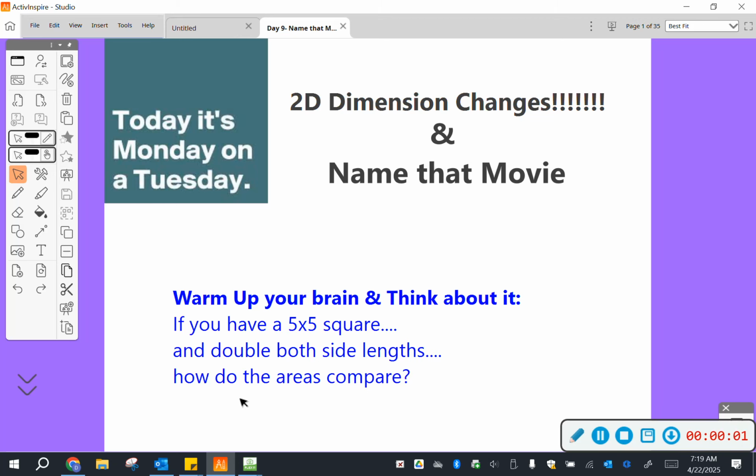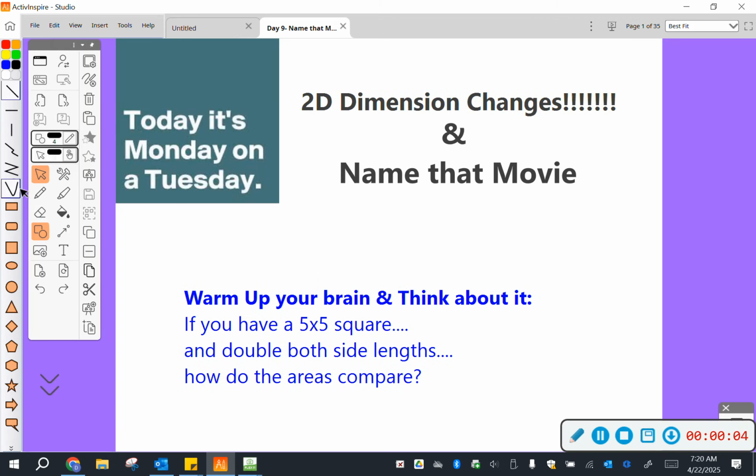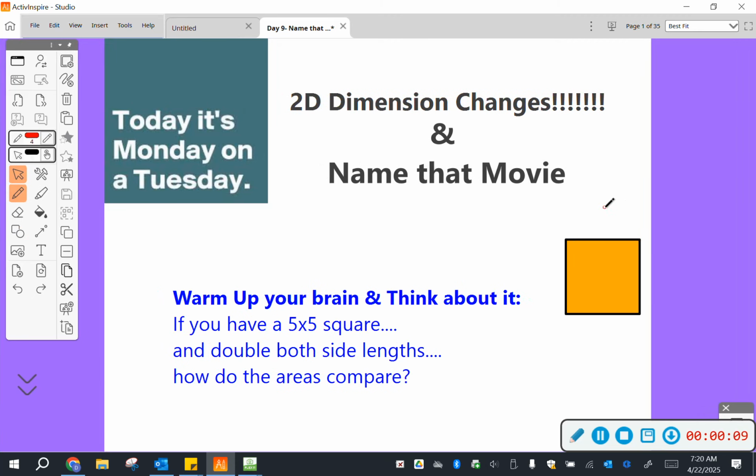So if you have a 5 by 5 square, let's think about that. Here's a little square. It's 5 by 5. Do you agree? Do y'all get that?